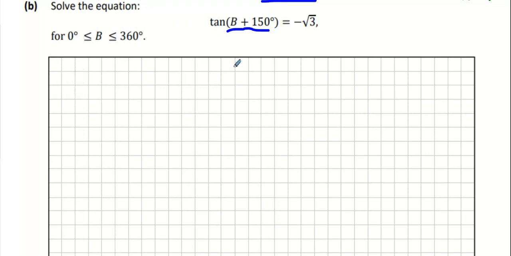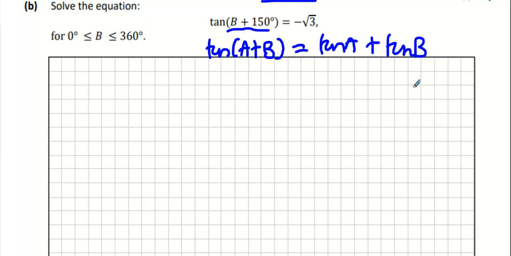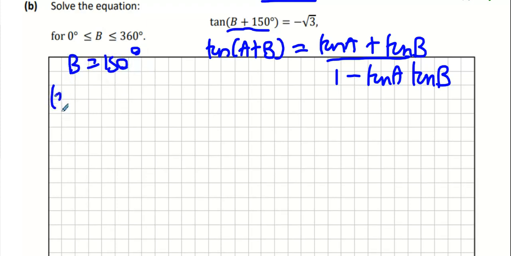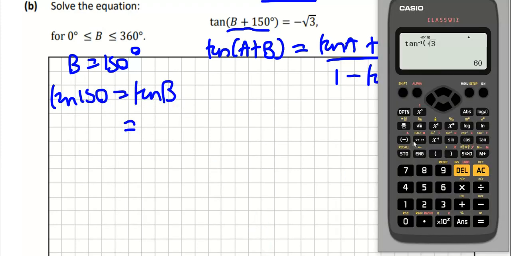We could use the formula tan A plus B. The reason why I'm taking that is it's the addition of two angles. So that is the formula tan A plus tan B over 1 minus tan A tan B. Okay, and what I could say here is that B is 150 degrees, ergo tan B, or tan 150 degrees, would be tan B, and put tan 150 into the calculator.